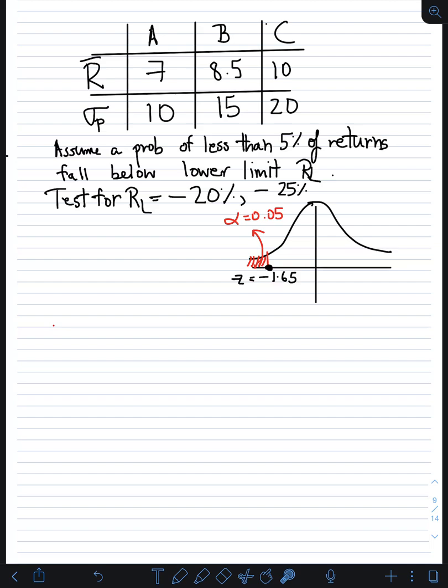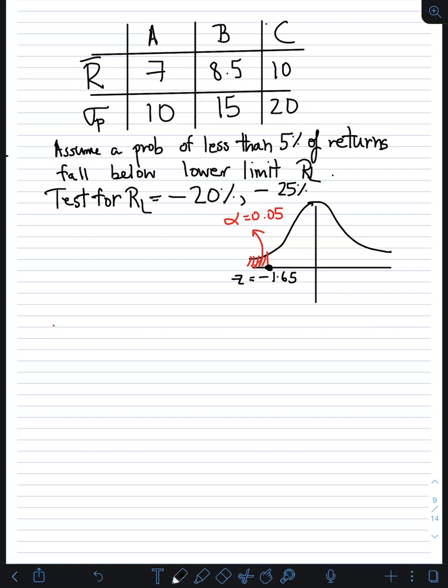We're going to lock ourselves in there. Remember, this z now has to be translated to an RL so that we can compare. And it says check which portfolio you choose if your lower bound of returns that you do not want to fall below is minus 20%. Also check with minus 25%, and you're going to notice that you make different decisions based on those two factors. Okay, so let's go ahead and try to choose them.